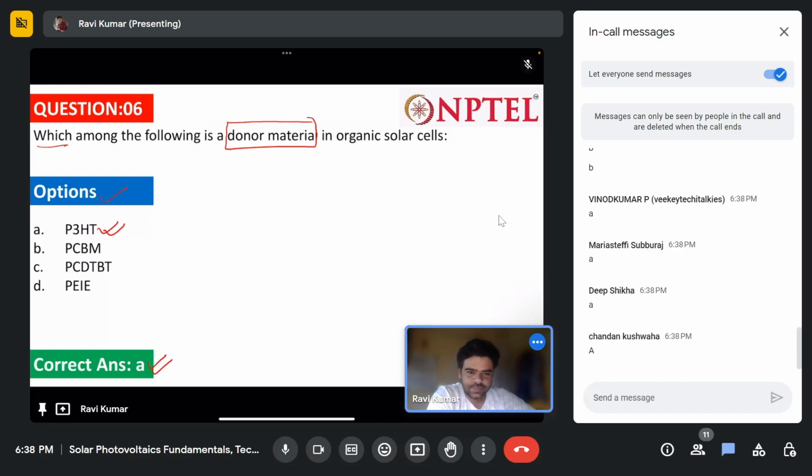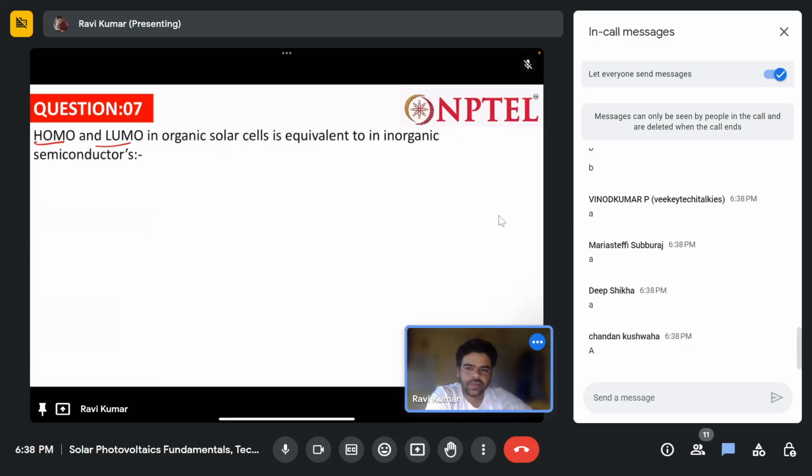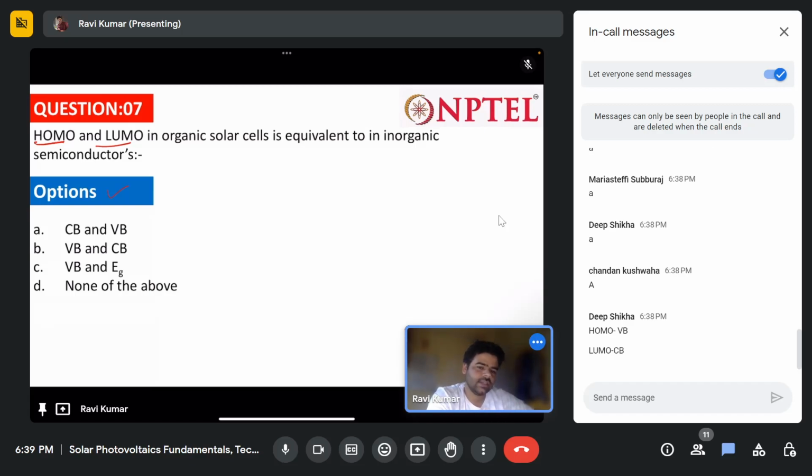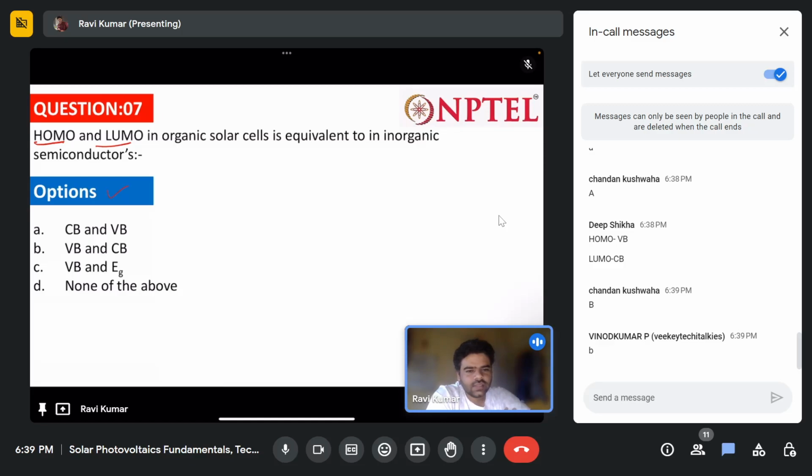Next question, which you gave the wrong answer in the first instance. Let's see. Now you have understood this or not. It says HOMO and LUMO in organic solar cells is equivalent to what in inorganic semiconductors. These are the options. Deepsika said HOMO VB and LUMO CB. Chandan is also supporting the same thing. Vinod also supporting the same thing. B.